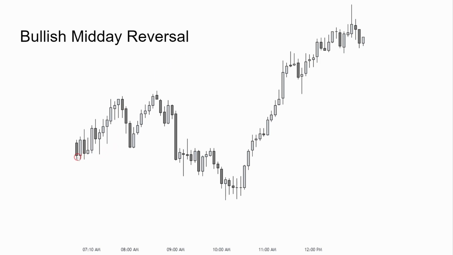We can see the market opens up range bound and bears get the breakout, but it's really bad follow through. Bulls pick up around 10 a.m. Pacific Standard, which is the midday, and they break out and trend for the rest of the day.